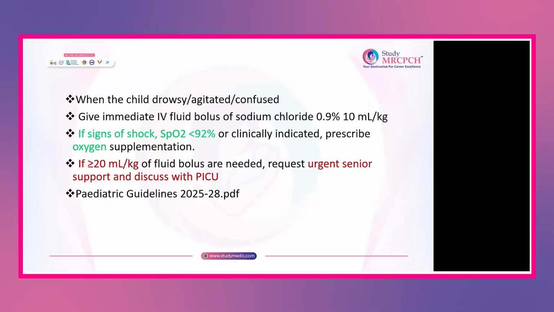And let's see what exactly is mentioned in the new guidelines. Here they mention if the child is drowsy, agitated, or confused, it is better to start immediate IV fluid, 10 ml per kilogram of 0.9 sodium chloride. When there is a sign of shock, or saturation dropping below 92%, or clinically indicated, we will give him supplemental oxygen. And whenever more than 20 is required, it is better to ask urgently for a senior consultant in the BICU. So with the intensivist care, it is better to discuss this and to give the second bolus with regular assessment of his responses.